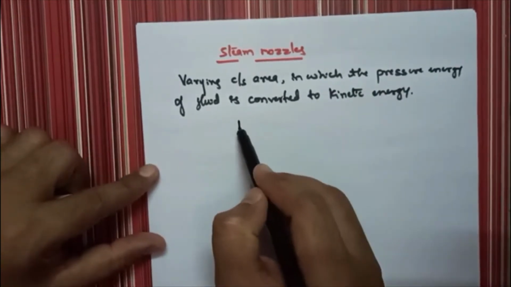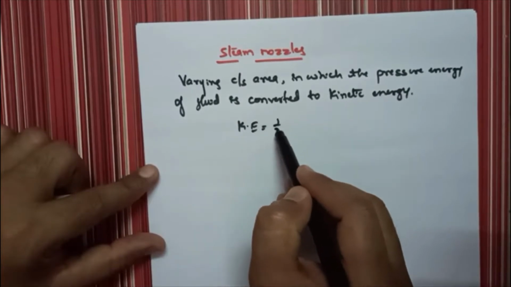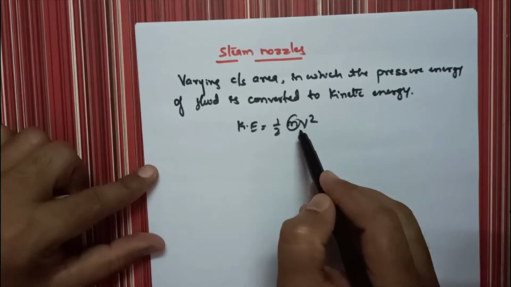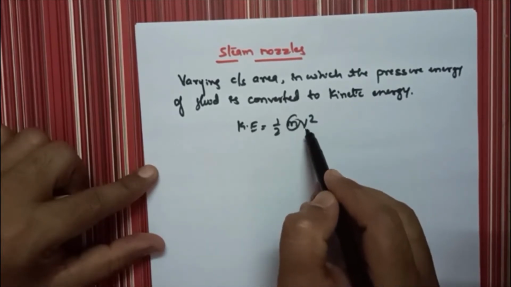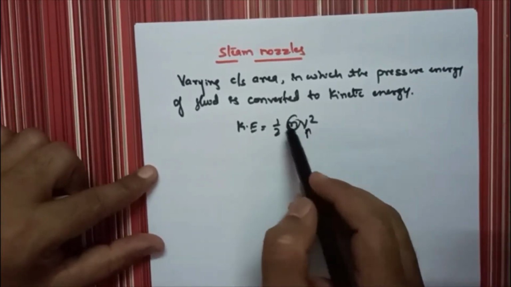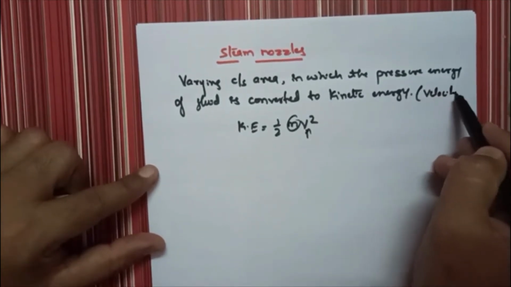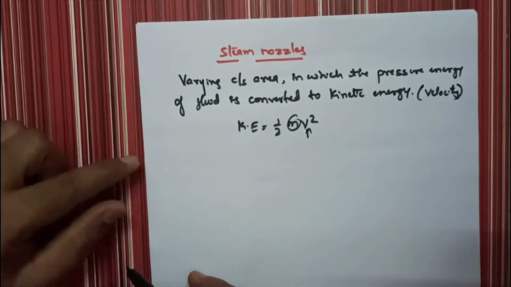kinetic energy. What is kinetic energy? Kinetic energy is nothing but half mv square. So m is equal to 1. So indirectly kinetic energy is nothing but increasing the velocity. It depends on velocity. So pressure energy is converted into velocity. That is, device name is called nozzle.